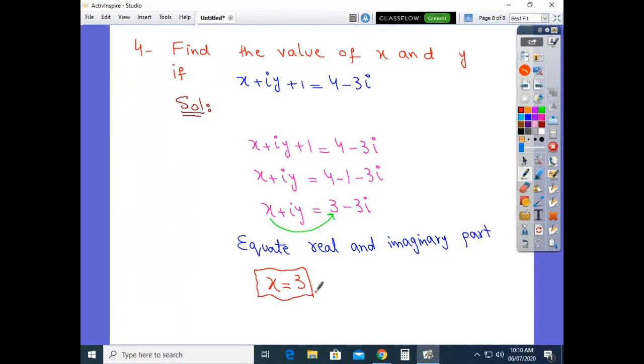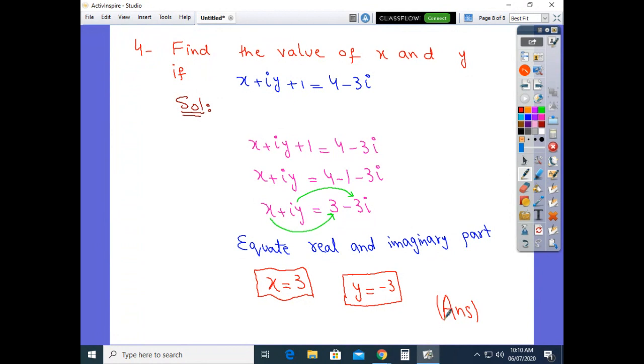Similarly, we equate the imaginary part. Here the imaginary part is y. We equate it with the imaginary part of the right hand side. What is the imaginary part of the right hand side? Which is minus 3. Therefore, y is equal to negative 3, which is our required answer. Here we are to find the values of x and y. Therefore, we have x is equal to 3 and y is equal to negative 3, which is our required answer.